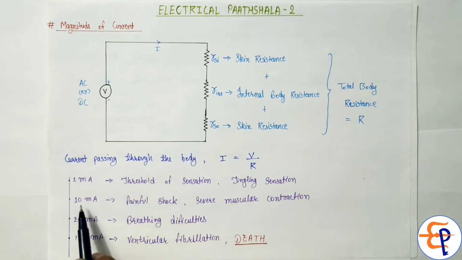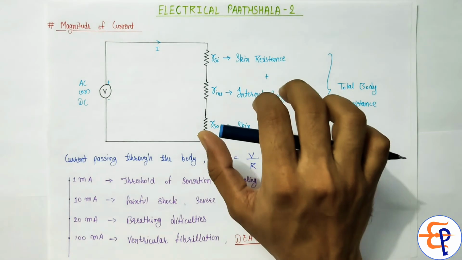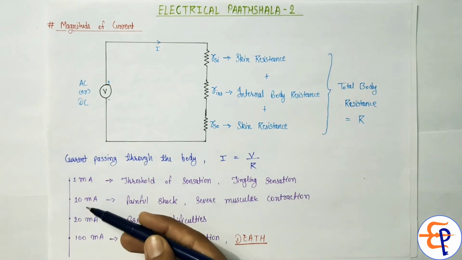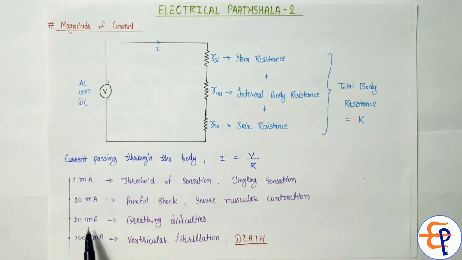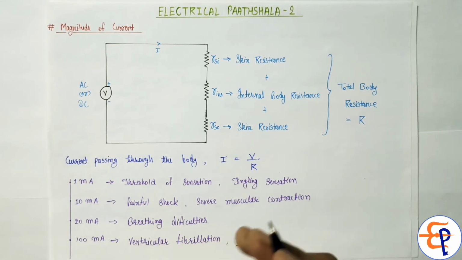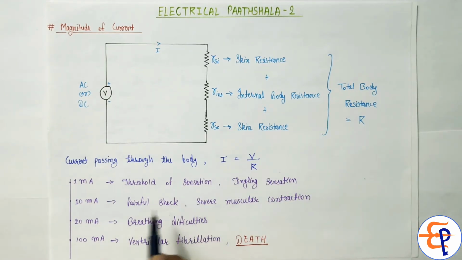So guys, current above 10 milliampere may cause a painful shock and muscular contraction so severe that you won't be able to let go of the current carrying conductor. It means that if current above 10 milliampere passes through your body, you might lose your muscle control. And at current levels of 20 milliamperes or above, breathing difficulty starts, guys. So in the range between 20 to 100 milliamperes, the muscles that allow us to breathe become paralyzed, due to which breathing difficulty starts.